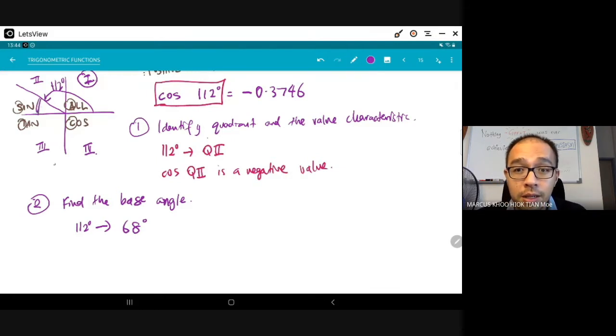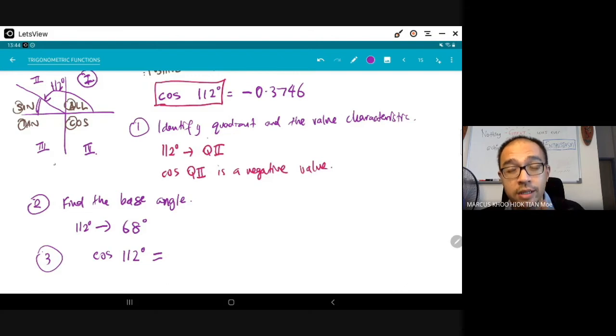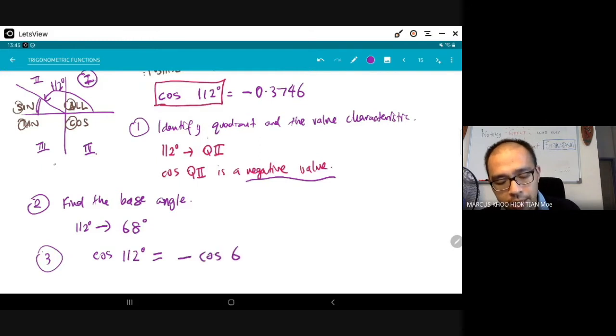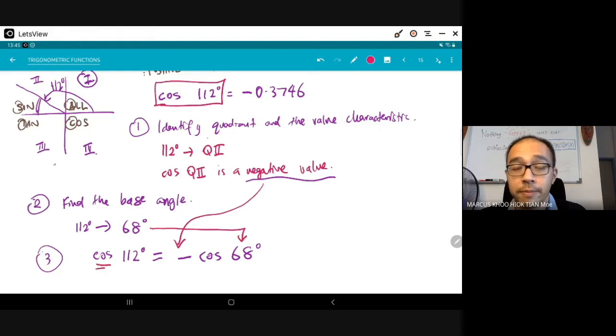Then the third step is you combine everything together. So cos 112 equals, put the negative value because we know it is negative, then cos the base angle. Let me show you. The negative value you put here, the base angle you put here, cos you remain. Of course you will get the same answer. You will get negative 0.3746.